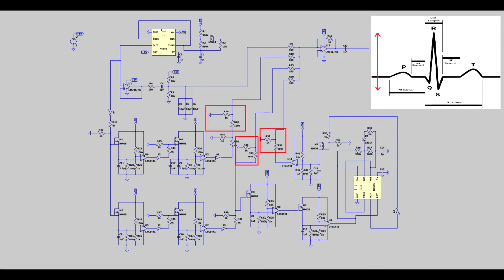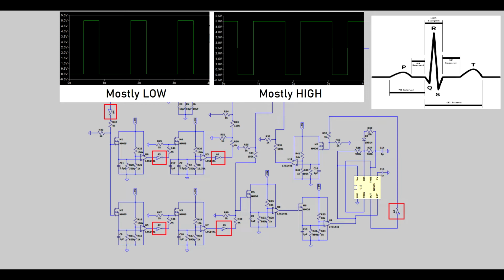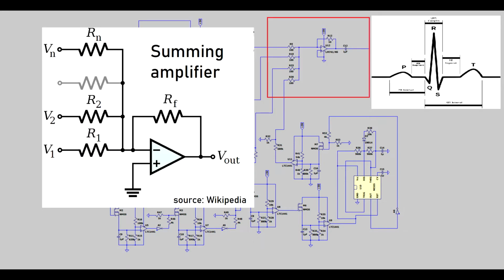For the final output nodes, voltage dividers are used to create signals with realistic amplitude of several millivolts. In addition, inverter gates are used to switch between mostly low and mostly high square waves as needed. In the end, the components are added together by the summing amplifier to obtain the final ECG signal.